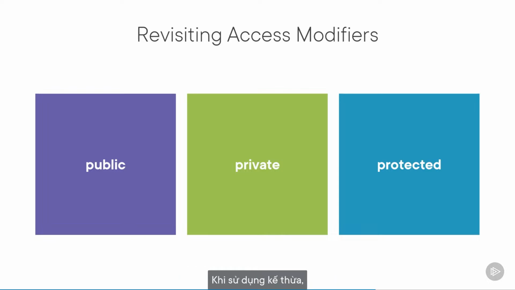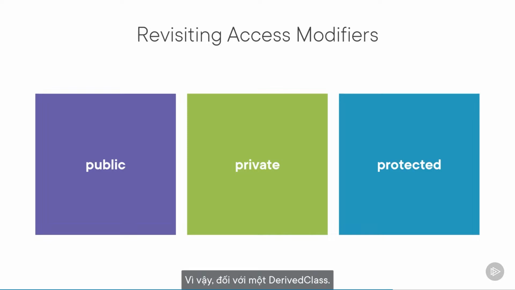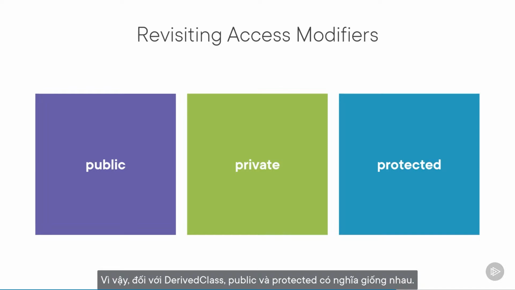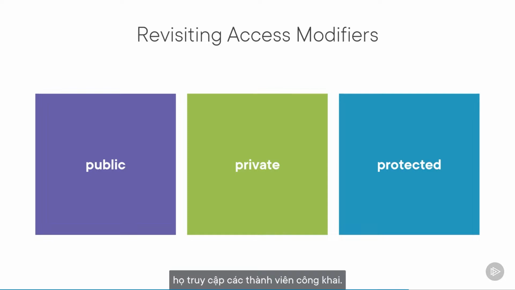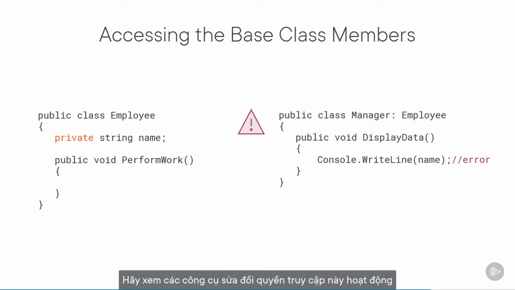When using inheritance, protected members of the base class are accessible from the inheriting type. So for a derived class, public and protected mean the same. They can access protected members just like they would access public members. However, protected members cannot be accessed from anywhere else. So for non-inheriting types, protected members are private. Let's see these access modifiers in action before we head back to Visual Studio.